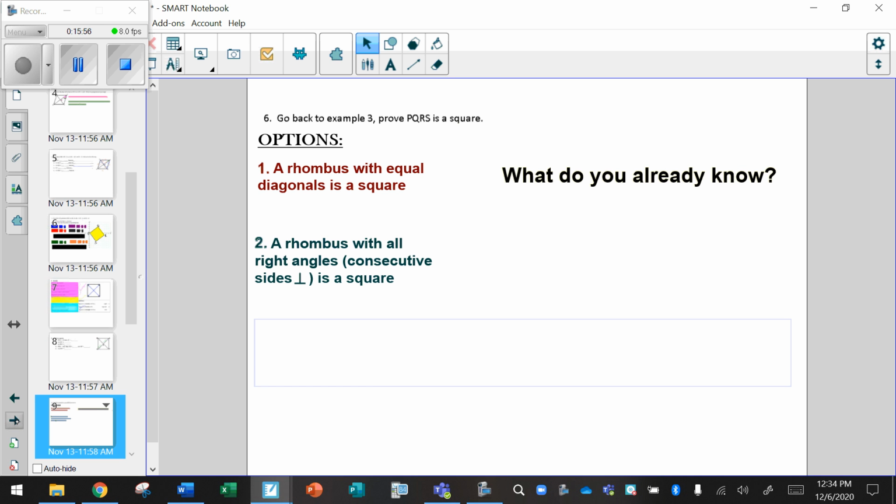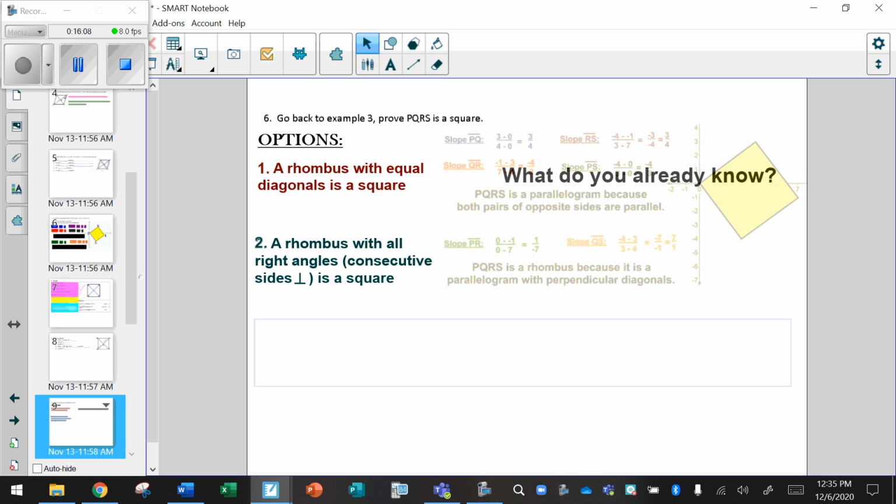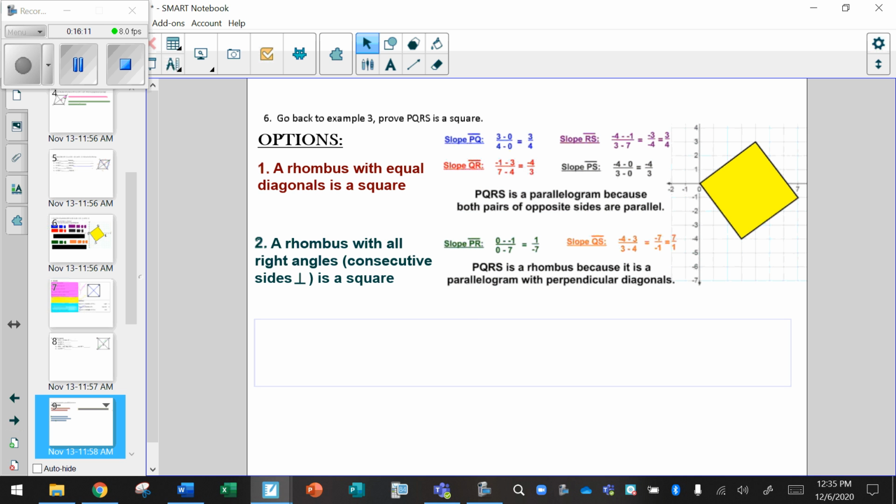All right, so let's go back to the proof we did, proving that PQRS is a rhombus. We already took care of the fact that it is a rhombus. Let's prove that it's a square. With the work that we already did, we had both pairs of opposite sides parallel, so that makes it a parallelogram. A parallelogram with perpendicular diagonals is a rhombus, so we know it's a rhombus.